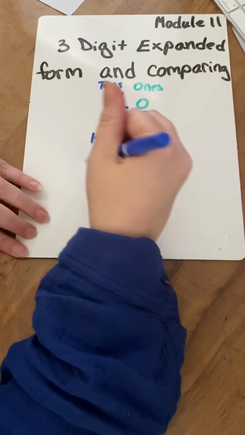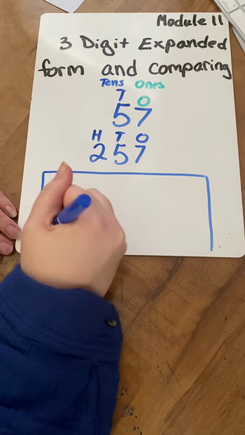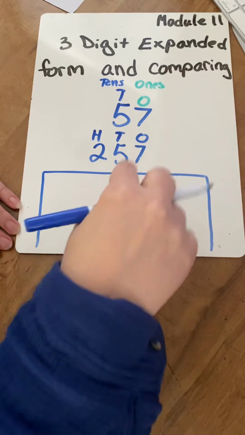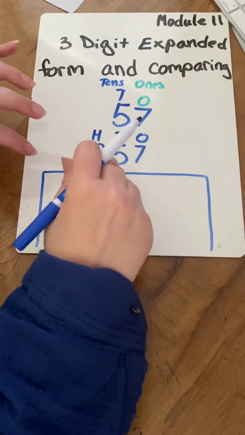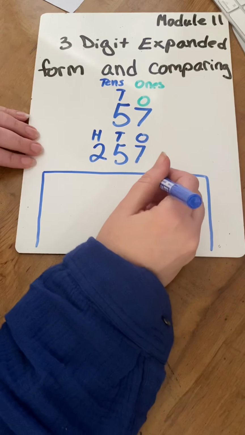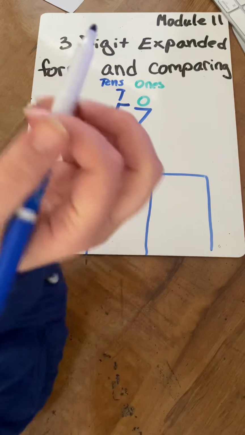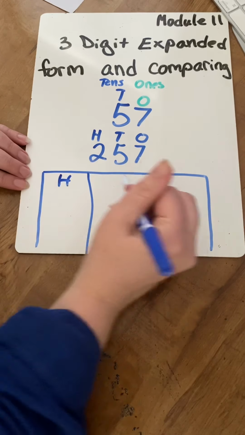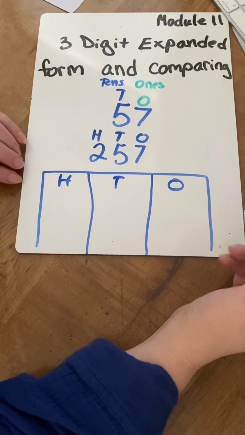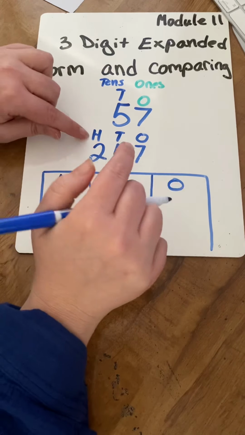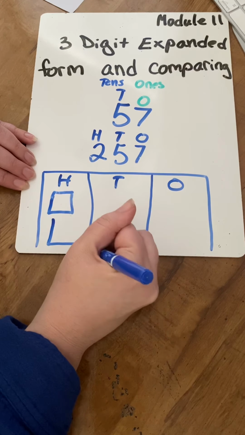So if we were going to use our math manipulatives and we were going to use those blocks to make this number, how would we do that? So I have my hundreds, my tens, and my ones. Well, if I start with hundreds, I'm going to need 200 flats. And if you remember, those are these kind of big square looking things.